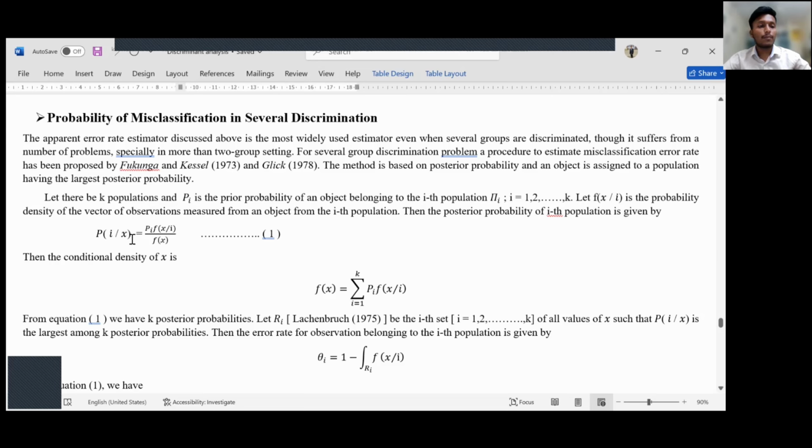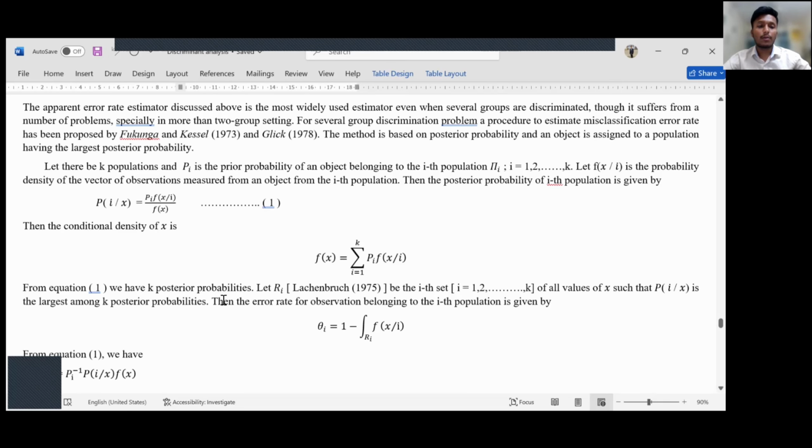the probability that the object belongs to population i. Posterior probability is equal to pi f of x given i divided by f of x. Then the density of x is f of x equal to the summation, i running from 1 to k, of pi f of x given i. So from equation 1 we have k posterior probabilities. Let Ri, following Lachenbruch 1975, be the ith set, i equal to 1 to k, of all values of x such that the posterior probability of i given x is the largest among the k posterior probabilities.